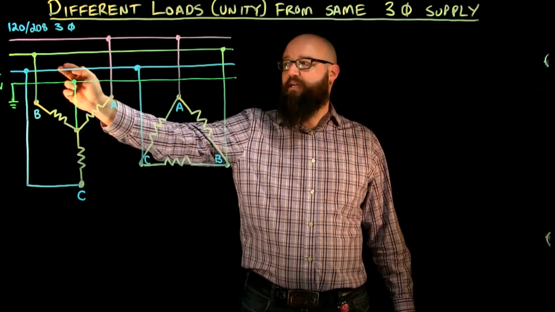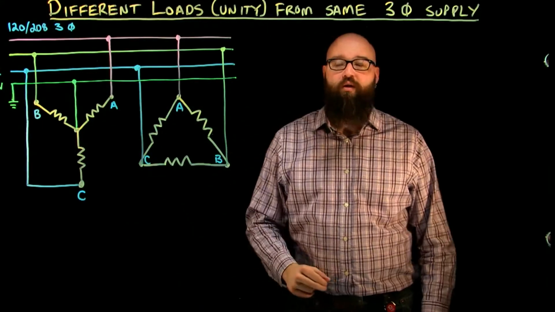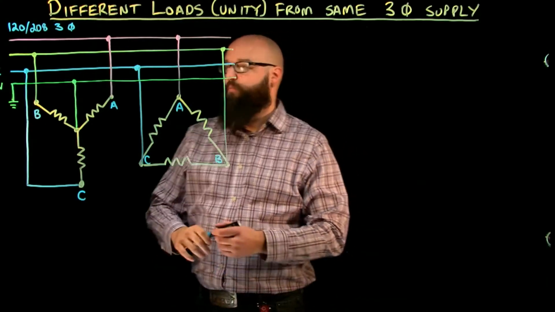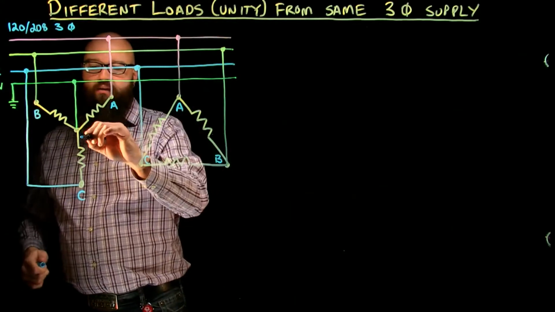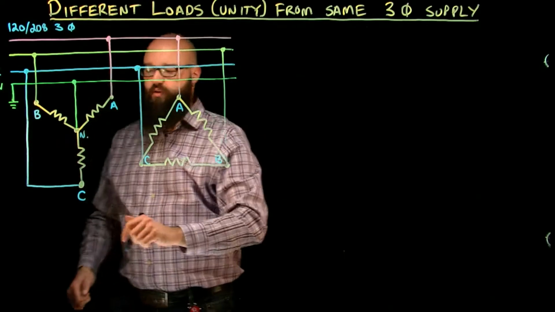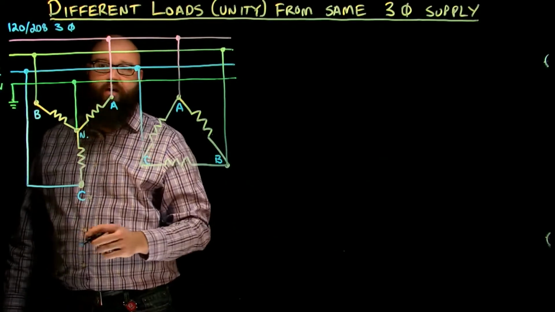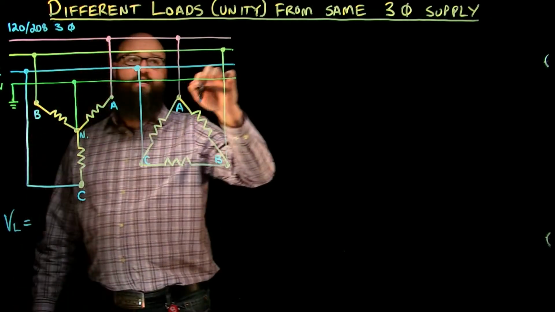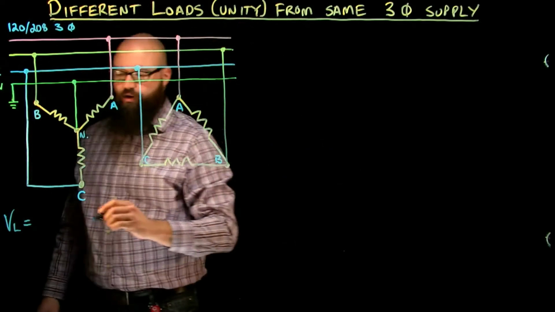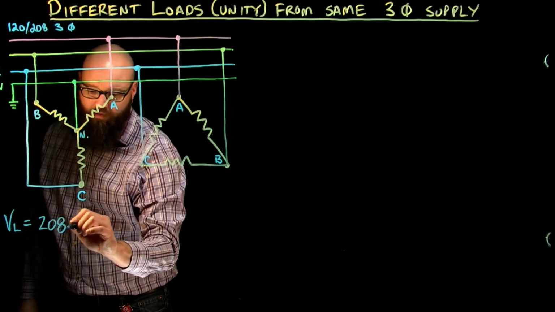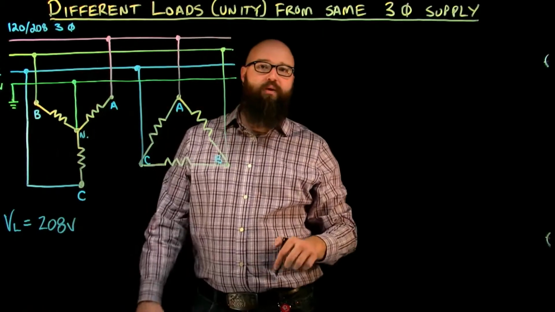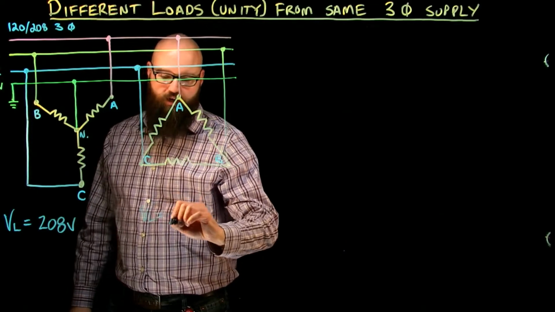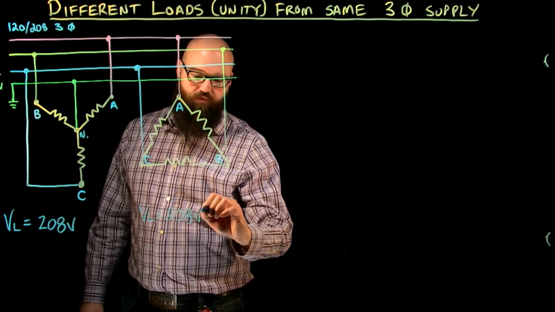We have our lines A, B, C, and we have our neutral in there as well. So let's take a look at our Y-connected load here first. Let's look at the line voltage first. The voltage of the line is equal to, if I were to measure line to line, 208 volts. And because we're connected to the same supply, we can say the same thing for our delta connected load as well. So voltage of the line here is also 208 volts.